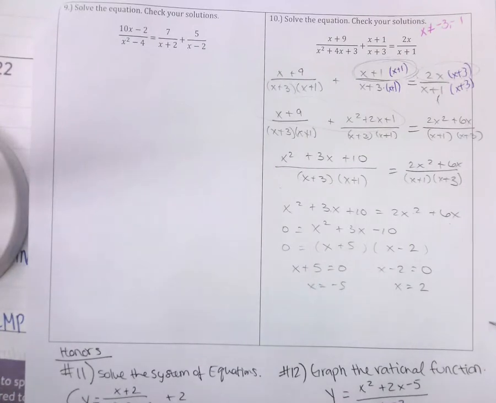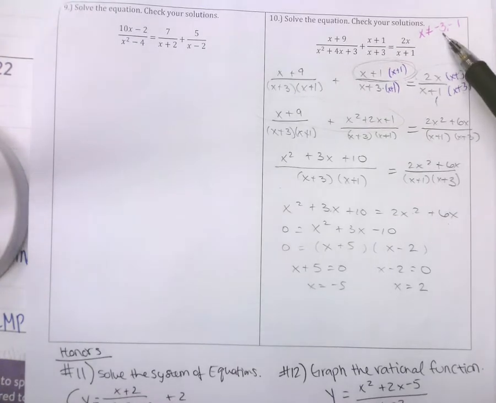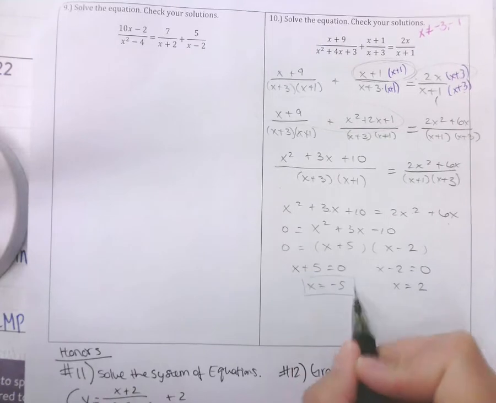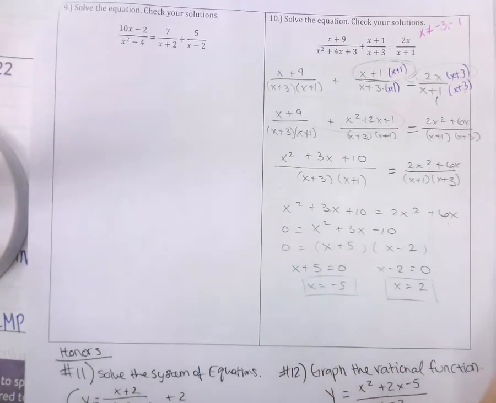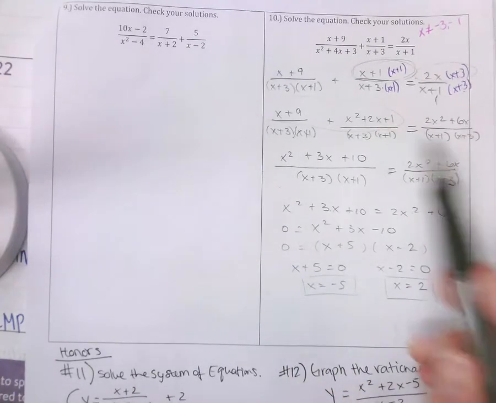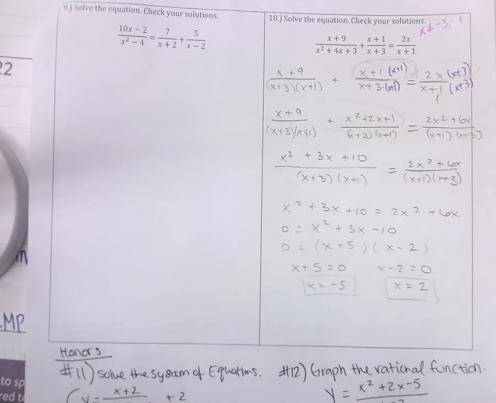Are either one of these extraneous? No, because the only values that could have been extraneous would be -3 and -1. So they're not extraneous. You're going to assume they're correct. If you want to assure that they're correct, plug them back in. That's only if you have time, because that's going to take some effort because they're fractions.